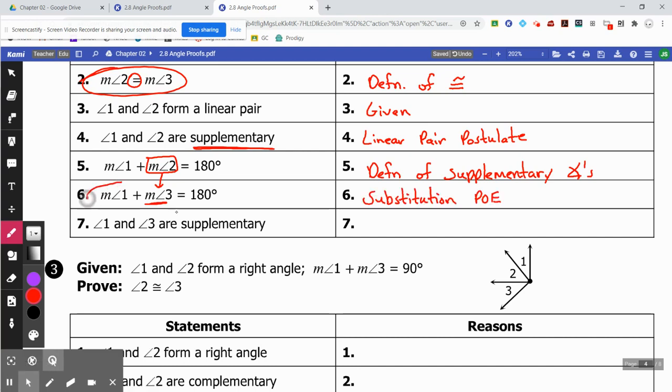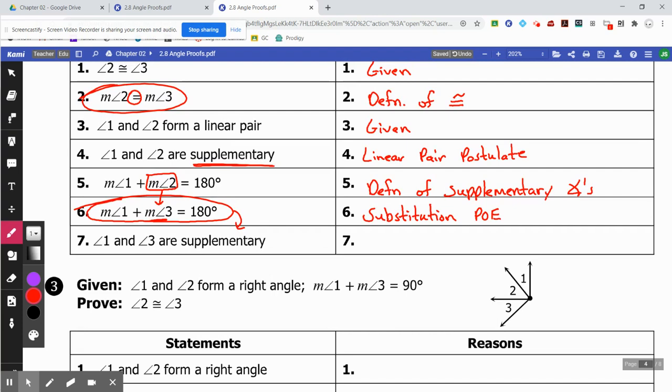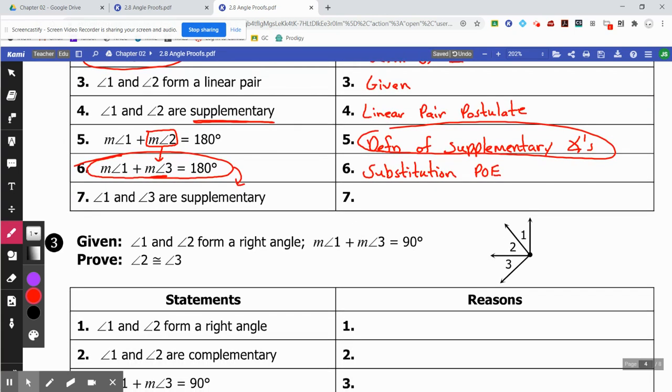And then finally, now that we know they add up to 180, that means that they are also supplementary because, again, it's a definition, and definitions are biconditional. They work forwards and backwards. We actually used the definition to go to here, and then we're using the definition to go backwards. So they're 180, so therefore they're supplementary by that same definition.